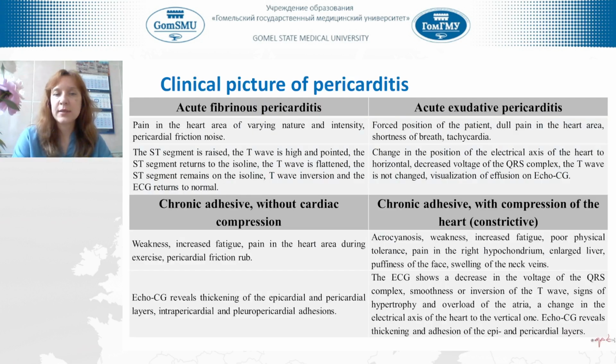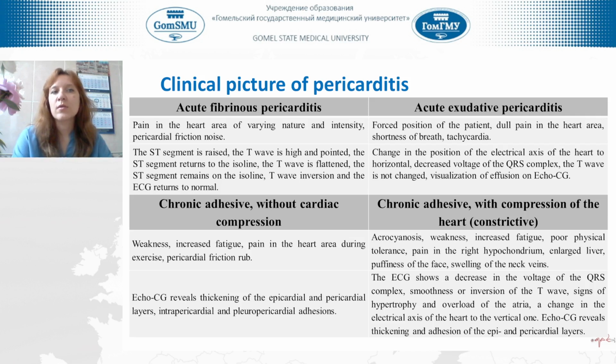Clinical picture of pericarditis. We can divide it into groups: acute fibrinous and acute exudative pericarditis. Acute fibrinous: pain in the heart area of various nature and intensity, periodic friction noise. The ST segment rises, the T wave is high, then the ST segment returns to the isoline and the T wave is inverted.